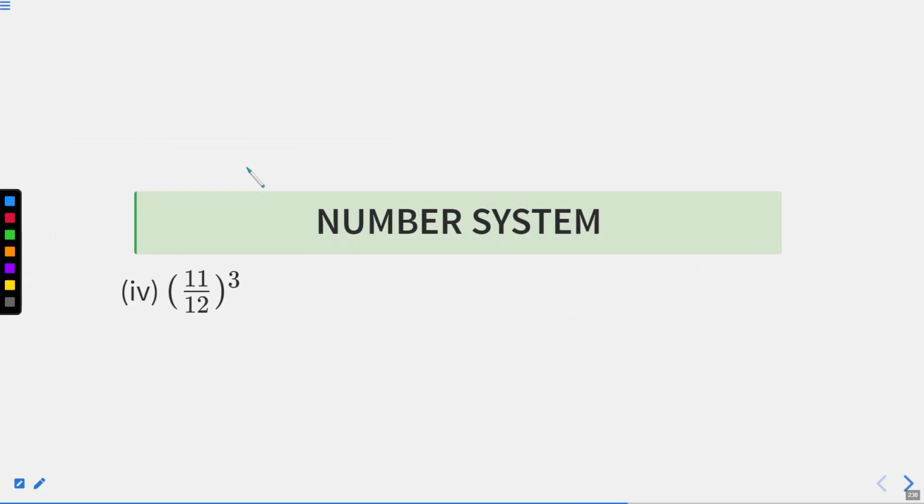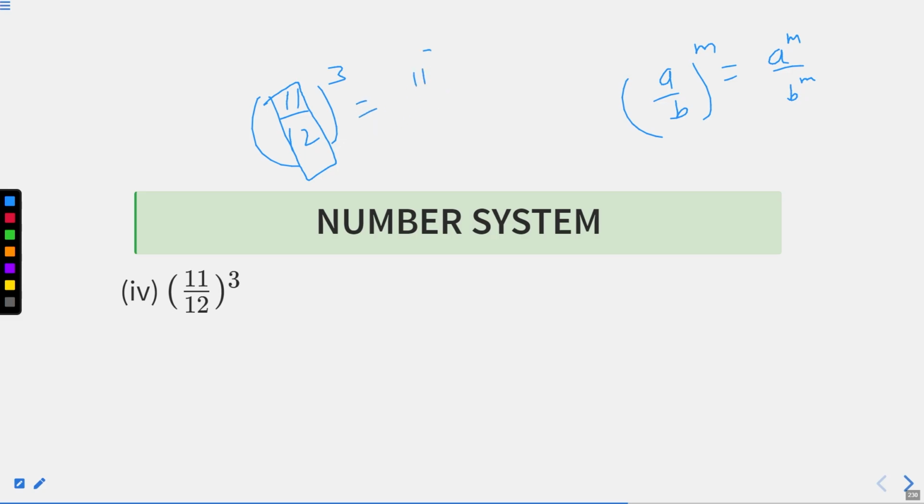Now 11 by 12 raised to the power 3 is given. If this is given, the fraction is here, so the distribution of powers comes to mind. So (a/b) whole raised to the power m, then the distribution comes to our mind: a^m over b^m. It is just a distribution.